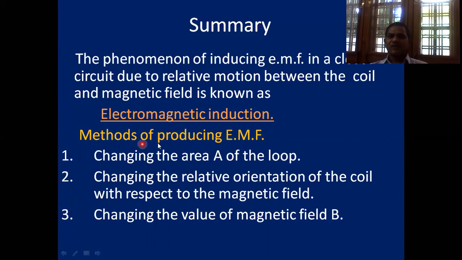Right. So the methods of producing electromotive force, we can say from the previous discussion: by changing the area of the loop, we can change the magnitude of EMF; by changing the relative orientation of the coil with respect to the magnetic field; by changing the value of the magnetic field. In these three parameters, by changing any one or all three parameters, we can change the EMF produced in the coil.